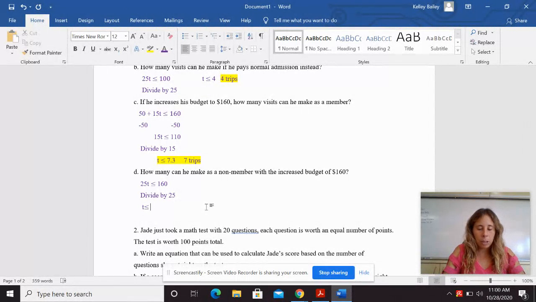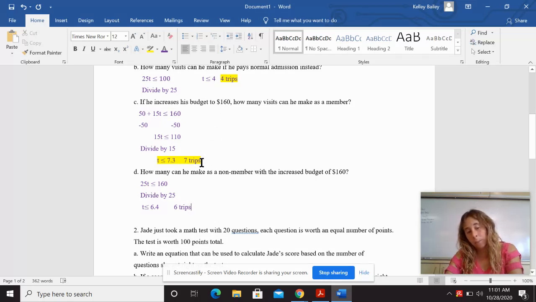I looked at the book. I don't trust it. 160 divided by 25. Okay, it's right. 6.4. So what does that mean? Can't pay for 0.4 of a trip, so he can only pay for 6 trips. So if he has $160, it's a better deal to become a member because then you can go on 7 trips. Whereas if you're not a member, you can only go on 6.